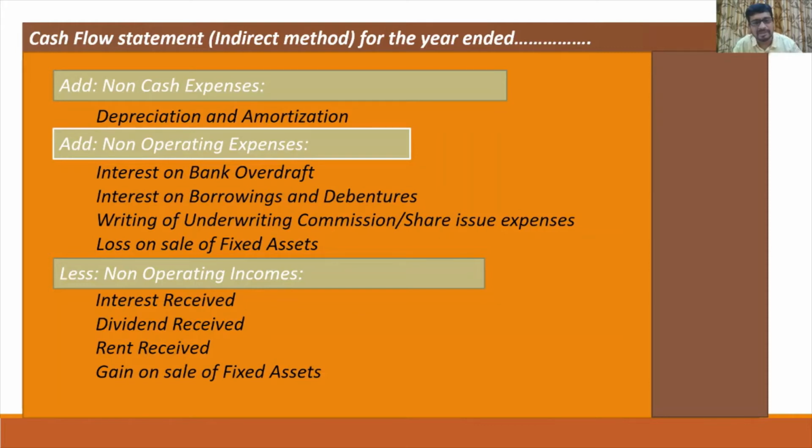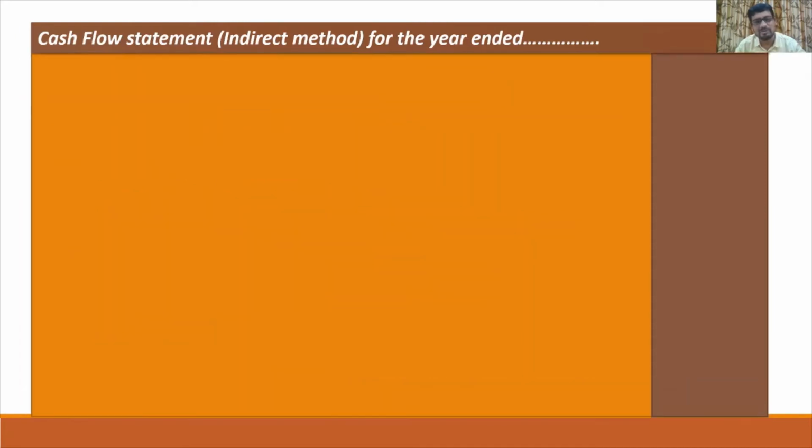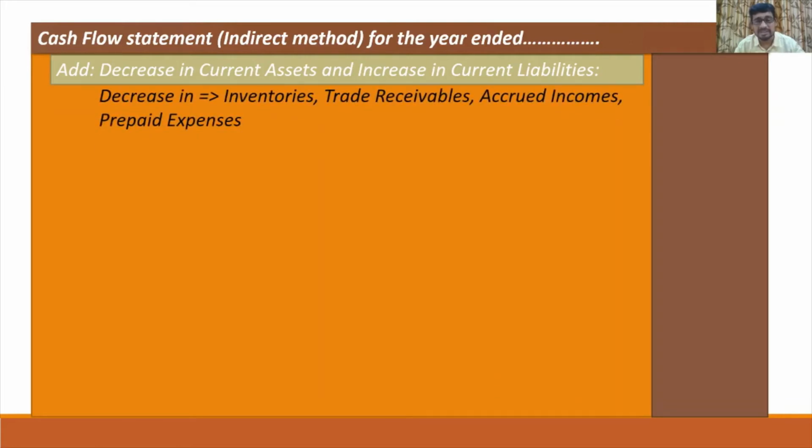So all these incomes are subtracted, and when we adjust all these points, we get operating profit before working capital changes. My dear children, this is the second step. This is the second stage where you need to reach. When you reach this stage, half of your work is done. Very simple. And then you need to adjust a few more points. You need to add decrease in current assets if there is any, and increase in current liabilities. Examples I have put here: decrease in inventories, trade receivables, accrued incomes, prepaid expenses. These are current assets. If there is any decrease, it means cash is increased, so it will be added.